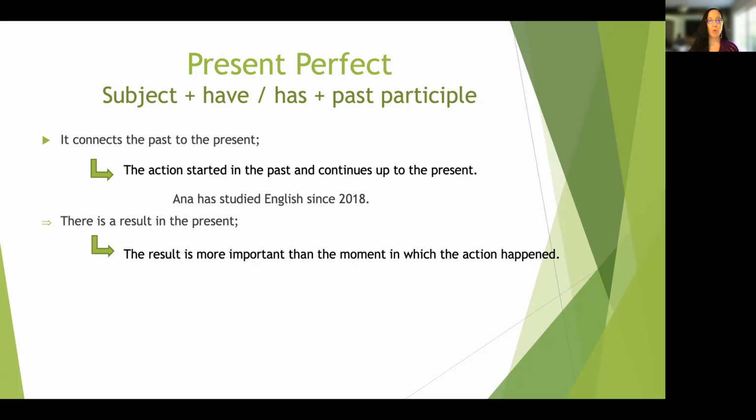The result is more important than the moment in which the action happened. Let me repeat that. The result is more important than the moment in which the action happened. For example, I have eaten a sandwich because I'm hungry. Okay, so that's the result. I'm hungry. So I have eaten a sandwich.